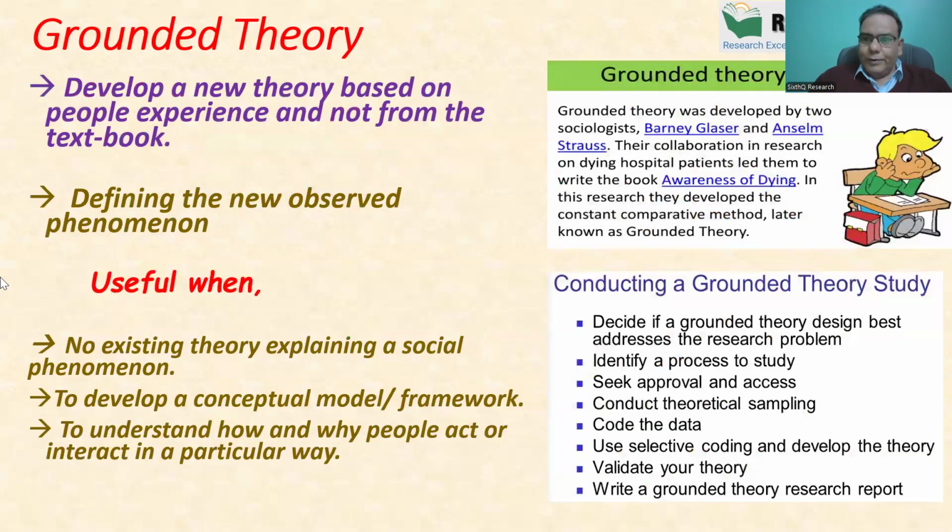Now, in grounded theory, the procedure is very simple. We have to collect the data, the qualitative data. And this qualitative data normally comes from experienced people. If you are in business, then collect the data from businessmen. If you are in academics, collect the data from the professors. Or if you want to write on students, then collect the data from the students.